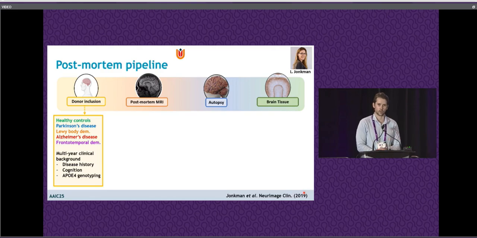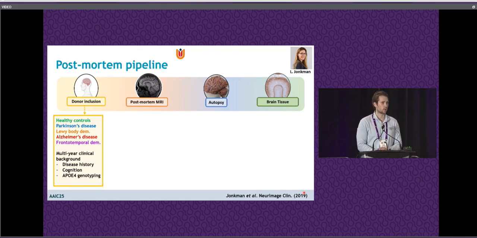and including also some more rare cases, like, for instance, MSA. Of these cases, especially the AD, we have a multi-year clinical background. We have information of the disease history, also antemortem data, and even genotyping. So what do we do?